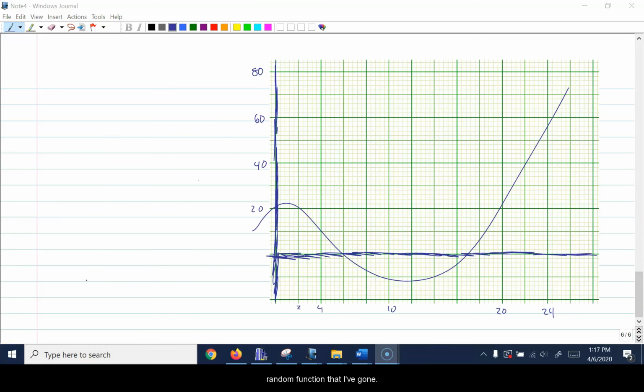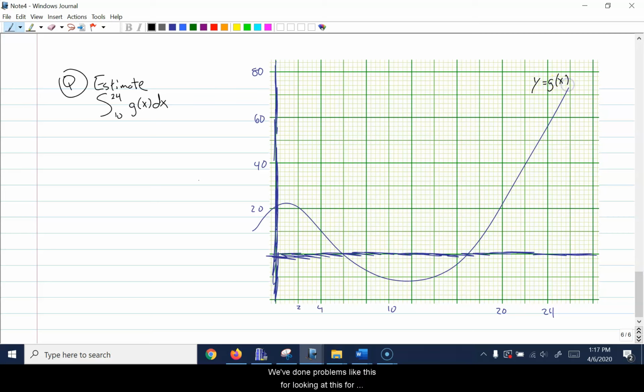So here's a random function that I've drawn. It looks like it's going from 0 out past 24. And if I have the question, let's estimate the integral from, let's make it 10 to 24 of that function. I'm going to call this function g of x. We've done problems like this. We're looking at this, we're trying to estimate this area. We can get there by counting boxes.